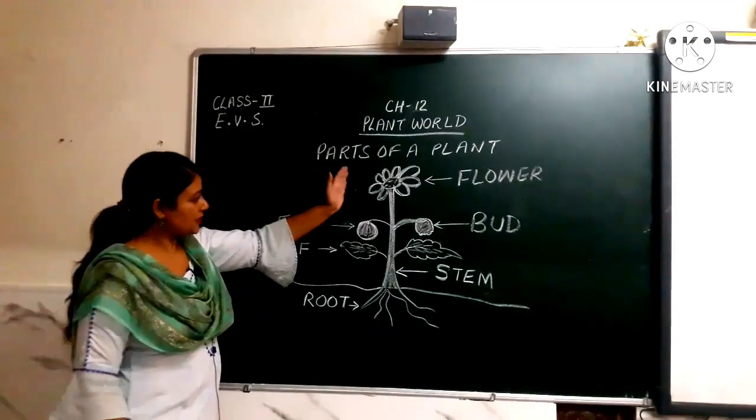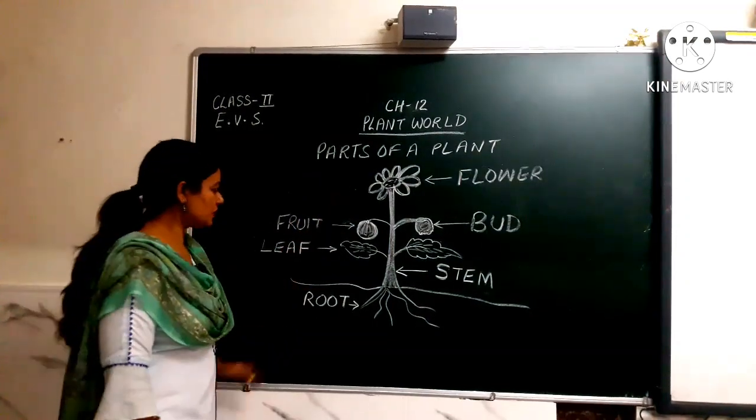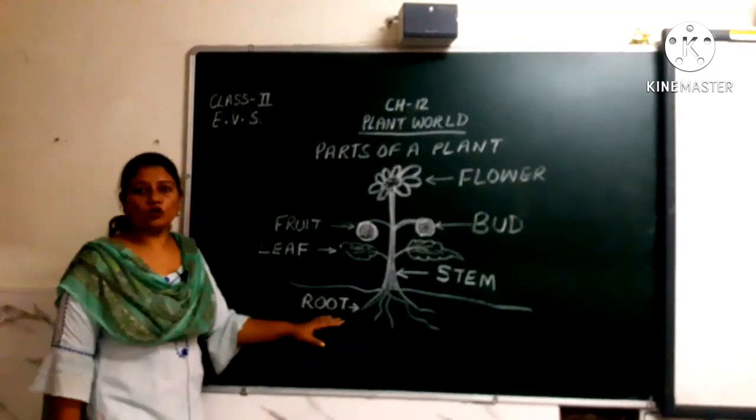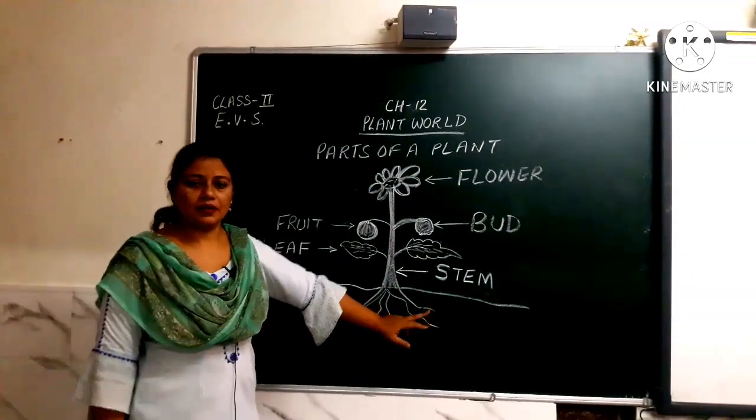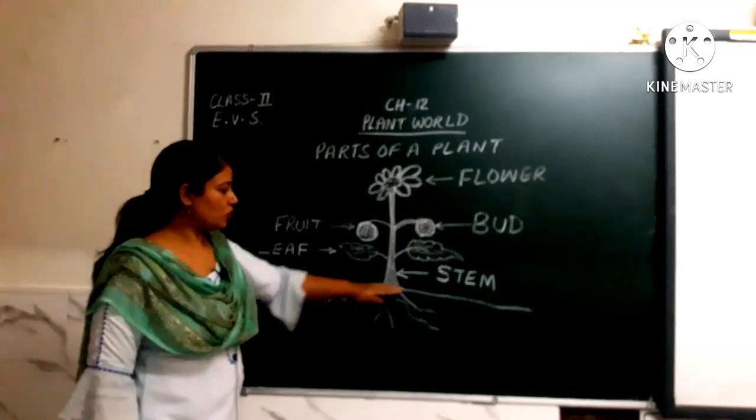Let's discuss the parts of a plant. Here are the parts of the plant I have drawn. First of all, this is the root. It is under the soil. The root grows below the soil.